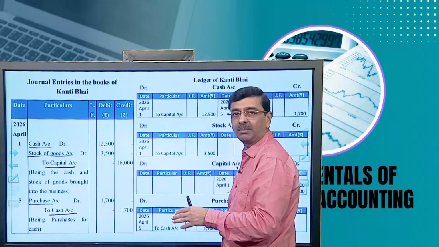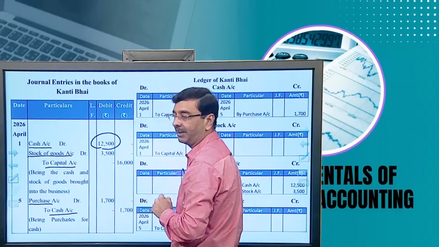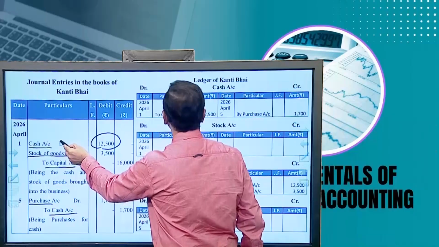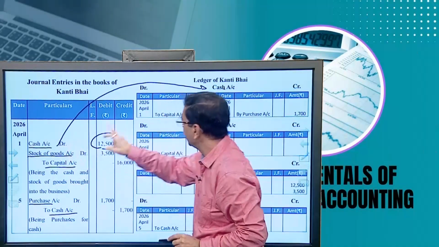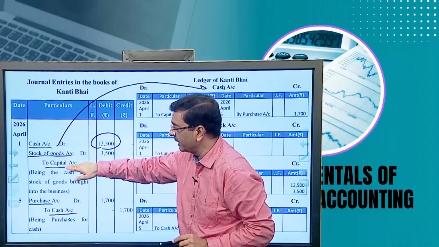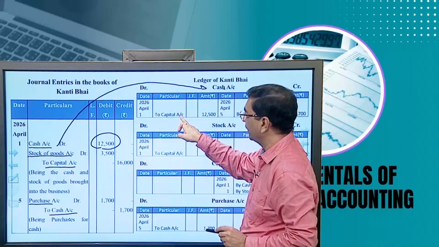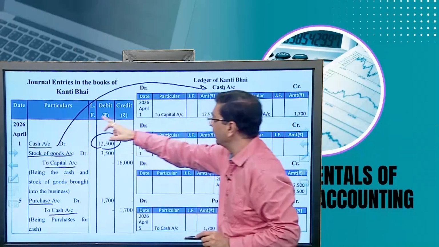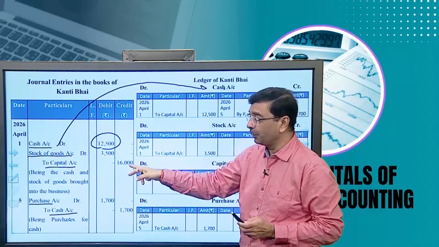Now we will try to post them one by one. First is the cash account debit, with how much amount? 12,500. So this will be posted into the cash account, correct. This is debit, so it will be posted on the debit side. The cash account's corresponding opposite name is capital. It is posted on debit, so that's why 'To capital account'. The date is 2026 April 1. The amount is 12,500.